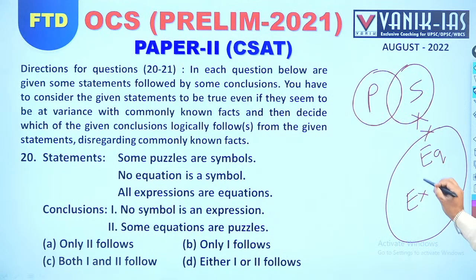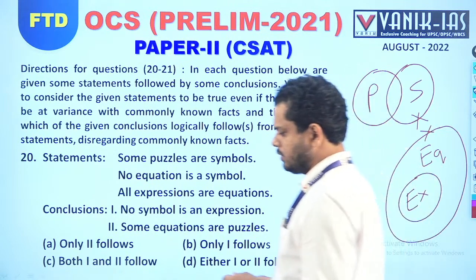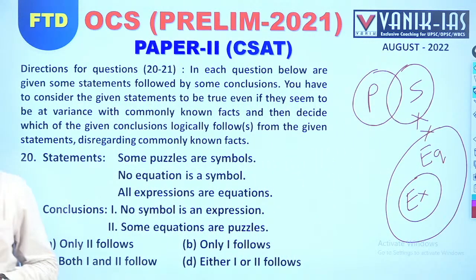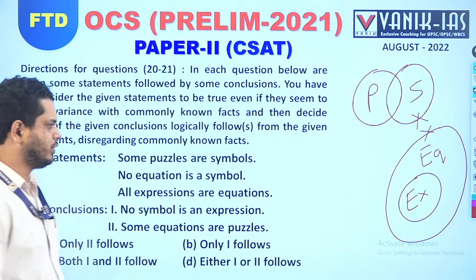All expressions are equations. This is the way to solve Syllogism with the help of a logical Venn diagram, friends. So this is a very simple approach to solve Syllogism. Very simple and very common approach, I can say. This is very common, because the maximum of aspirants generally use this Venn diagram to qualify Syllogism, right?